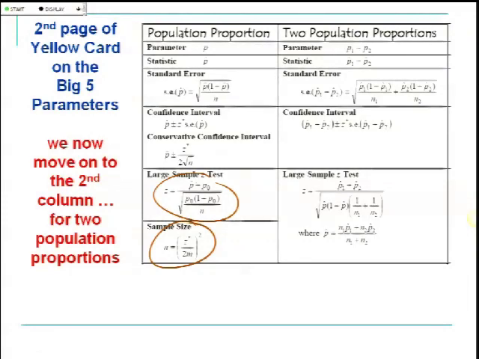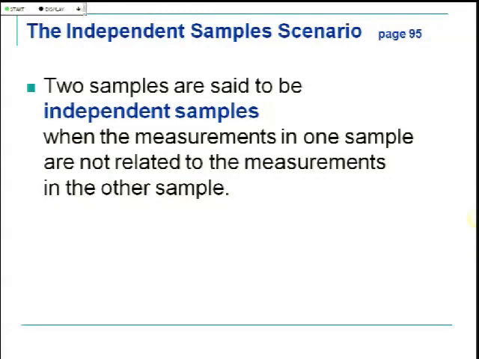We're moving on to the second column, comparing two proportions. Page 95 of our lecture notes. You want to compare two groups. We want to compare men versus women in their opinions of some issue. We want to compare old versus young in their rate of success to some treatment. That requires having two samples instead of just one. And those two samples need to be independent random samples.